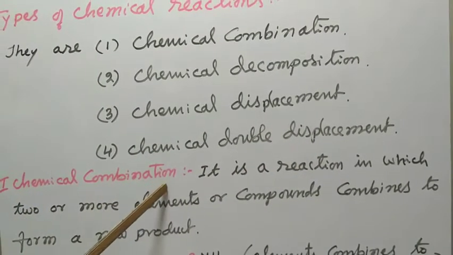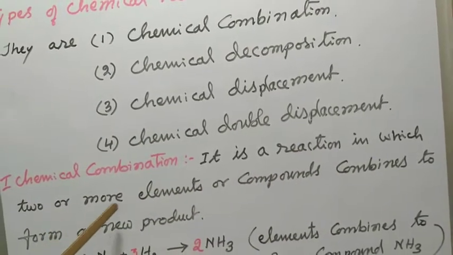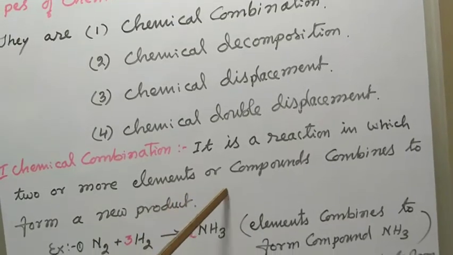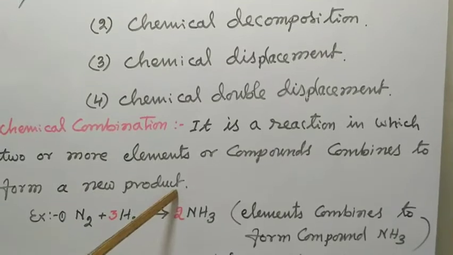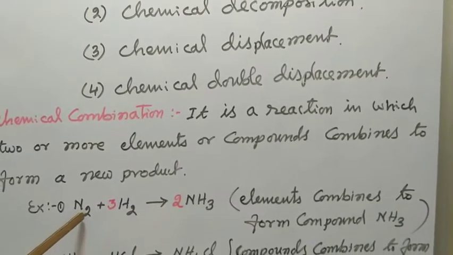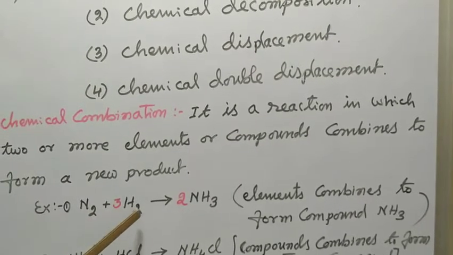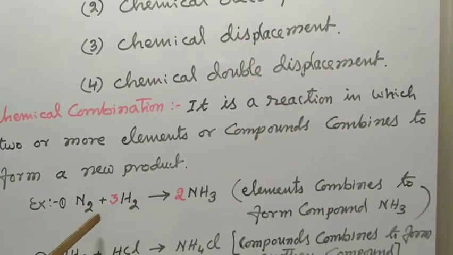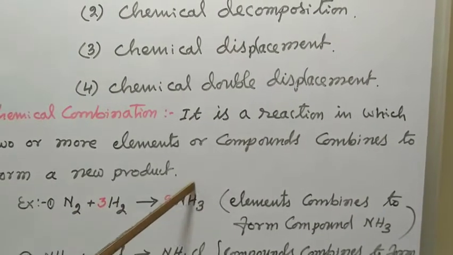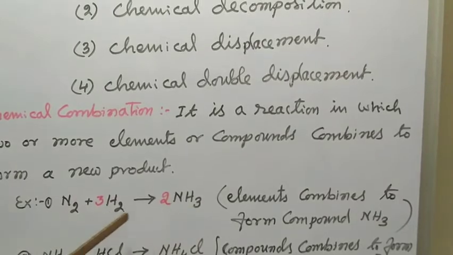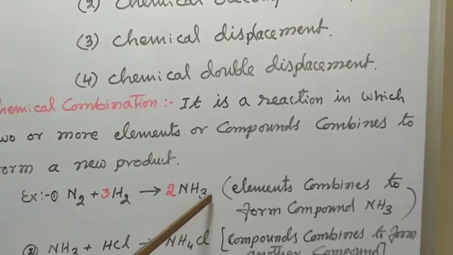What is chemical combination? It is a reaction in which two or more elements or compounds combine to form a new product. For example, here nitrogen is an element, and hydrogen is also an element. Nitrogen and hydrogen combine to form ammonia. NH3 means ammonia. So both elements combine to form a new product, that is ammonia.